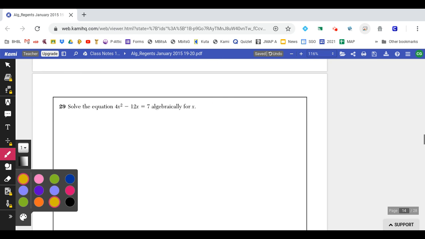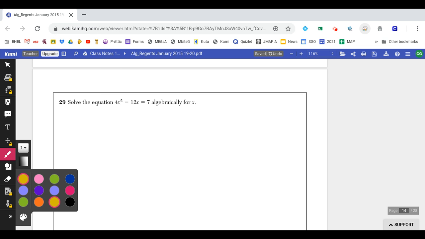Number 29. Let's solve algebraically for x. So here's a question where I have to recognize the kind of equation that I have. So I notice that I have an x squared and an x. So this is a quadratic. So the first thing I need to do to a quadratic equation is I need to get this equal to 0. So 4x squared minus 12x minus 7 equals 0.